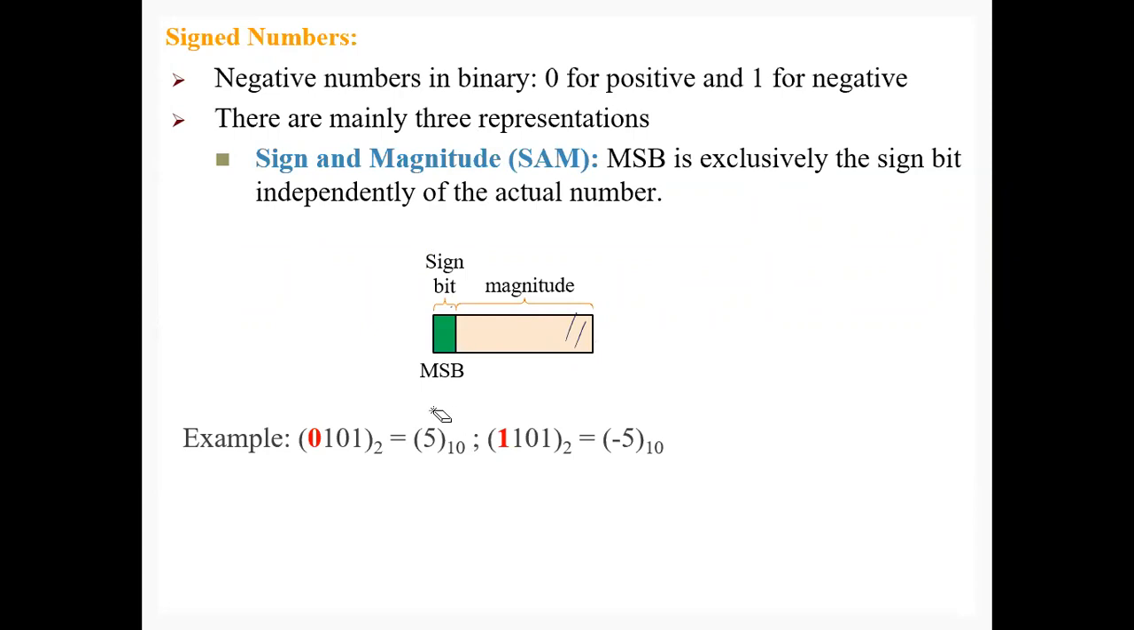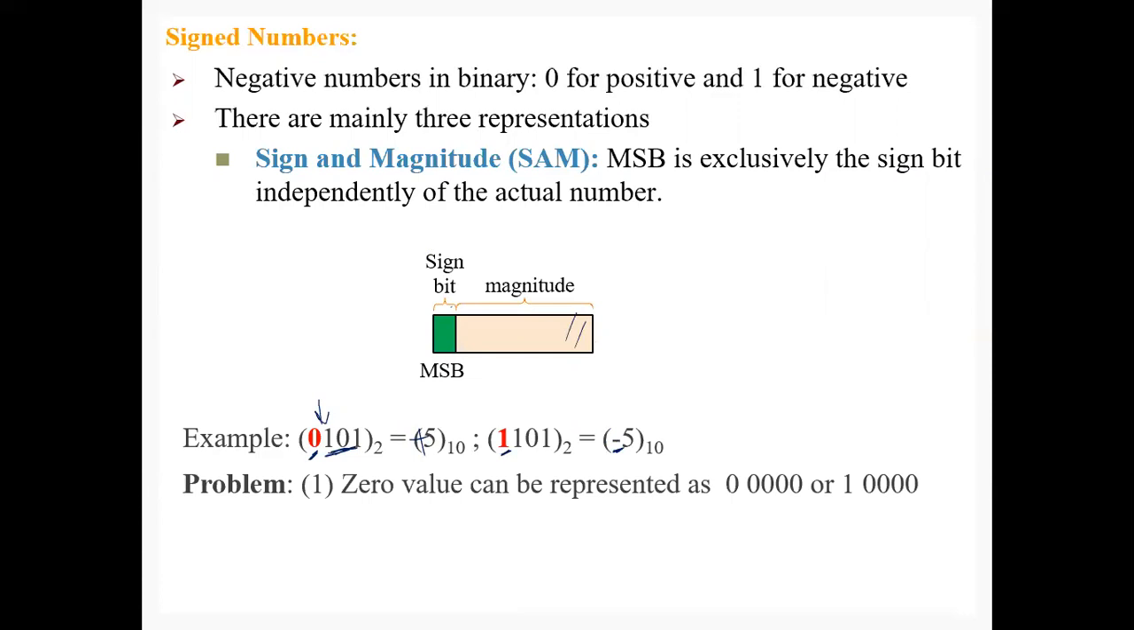So similarly, if you want to represent 5, this is another example. If you represent 5, then you just have a 0 in the front. 1, 0, 1 is 5, and you pad the front with 0. So that represents plus 5. And if you have 1 in front, that represents minus, okay?